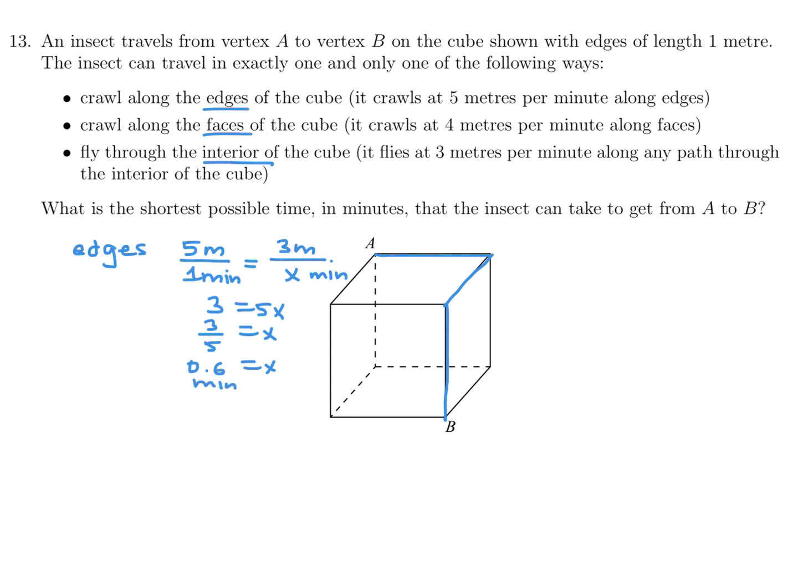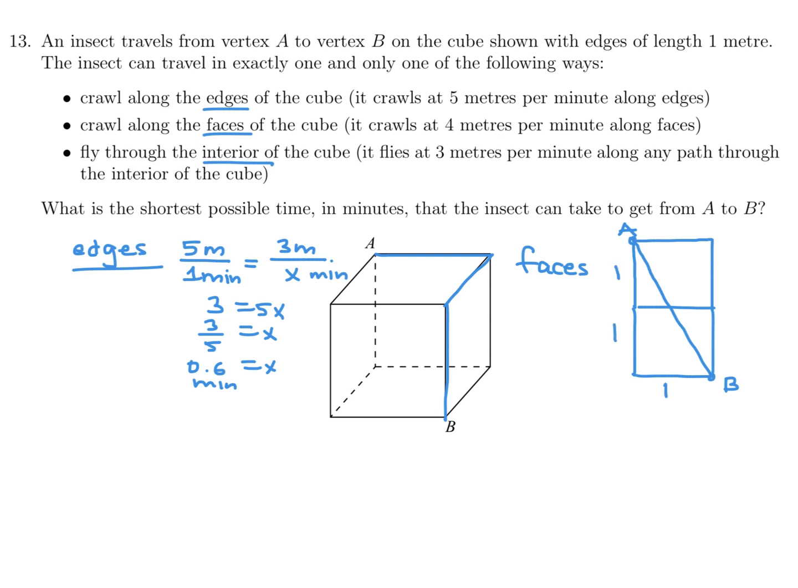Okay, that's edges. Now let's do the faces. So faces, what I'm going to do, I'm going to open it up here. Got the top face and the face right below it. So A is here, this corner, and B is here. So if I'm going to travel through the faces, I'm traveling a straight line like that. Got it? Now I've got to figure out that distance. This is 1, this is 1, this is 1. So by Pythagoras, that distance is 2 squared plus 1, root 5.